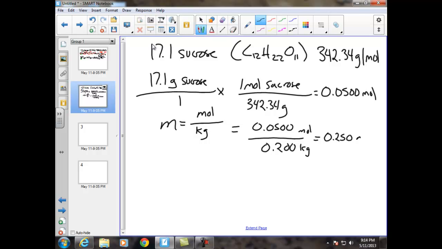Now, my freezing point depression, well, I have my original equation. Word stopped working.